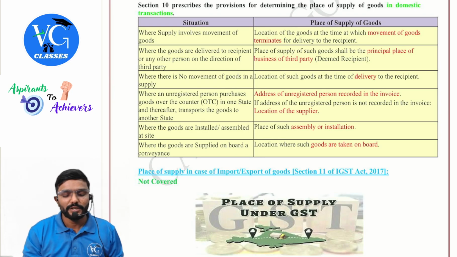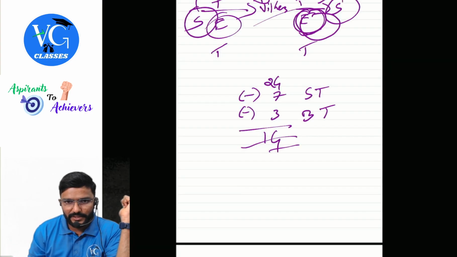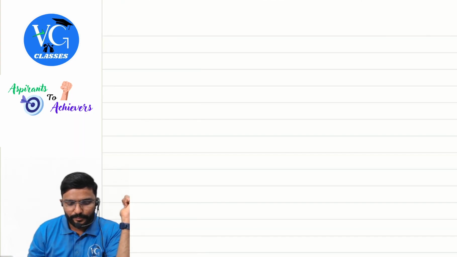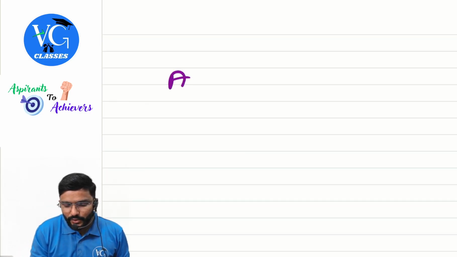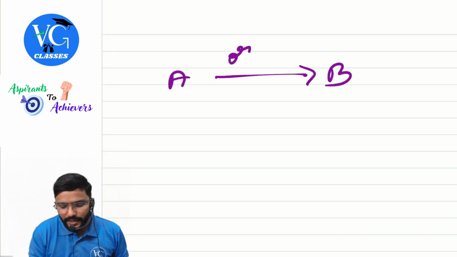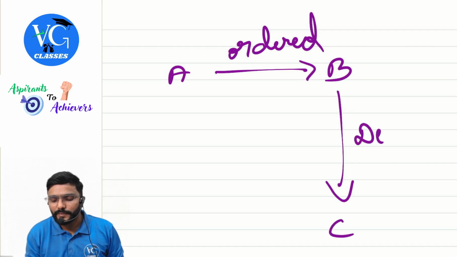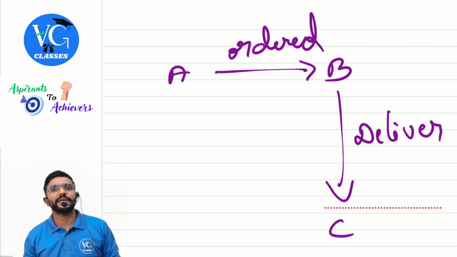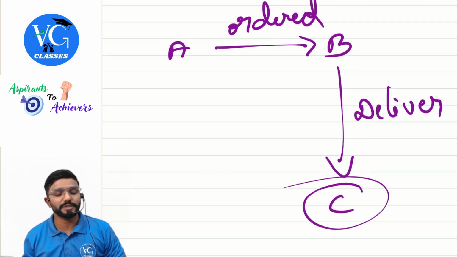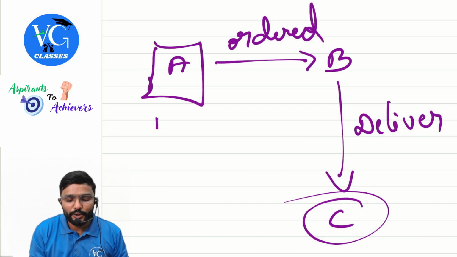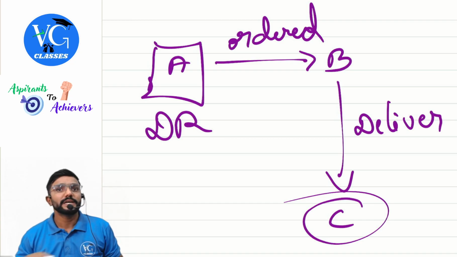Clear? Yes. Next, bill to ship to transaction. Listen here, let me explain this with an example. A ordered goods from B to be delivered to C. Now, who has literally received the goods? C. Is C the recipient? Yes. But who ordered the goods? A. They say A is considered to be the deemed recipient. For GST, who is considered to be the recipient here? A. Listen.